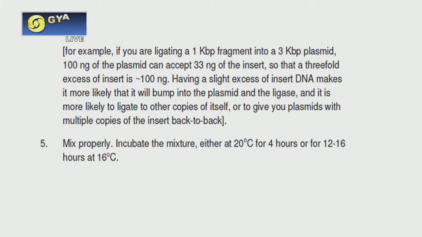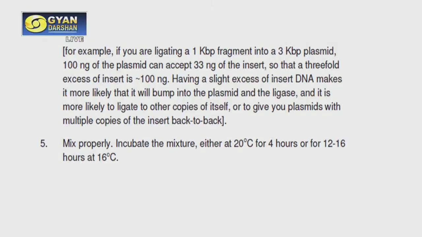So the 100 nanogram of the plasmid can ideally accept 33 nanogram of the insert. But we have to use 3-fold excess of the insert. That means 33 into 3, that is 99 nanogram, which is almost equivalent to 100 nanogram. So in this case, if you are ligating a 1 kilobase pair fragment into a 3 kilobase pair plasmid, and if your plasmid DNA is 100 nanogram, then your insert DNA in this case will also be 100 nanogram, because 99 nanogram and 100 nanogram is close.